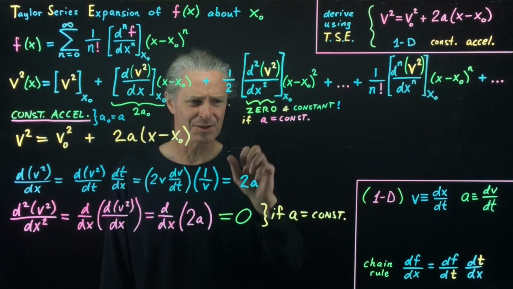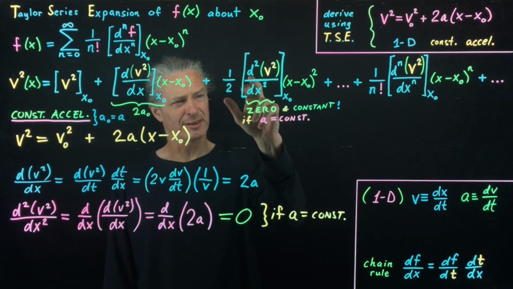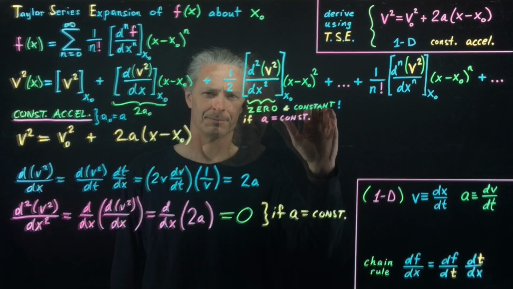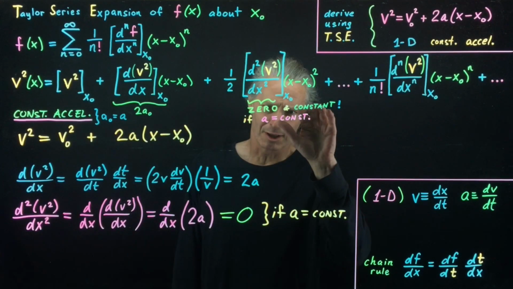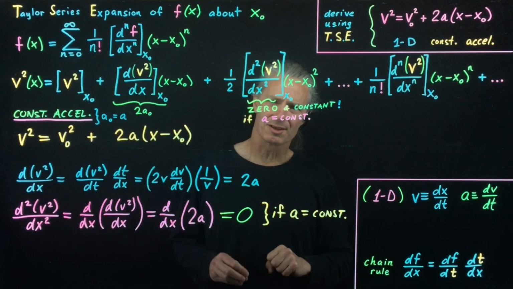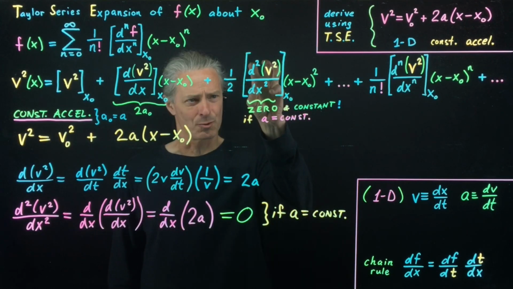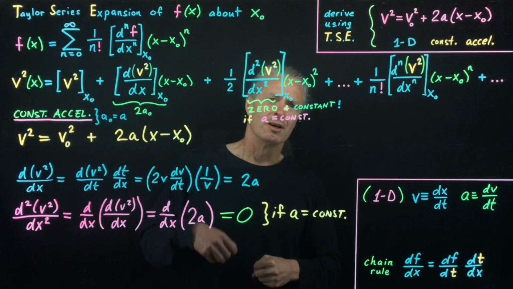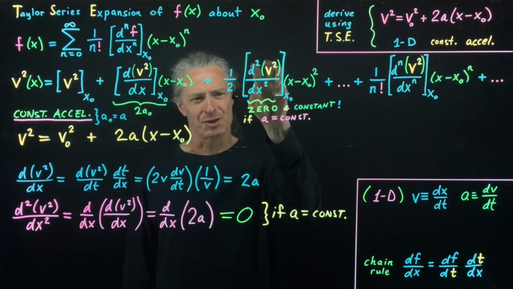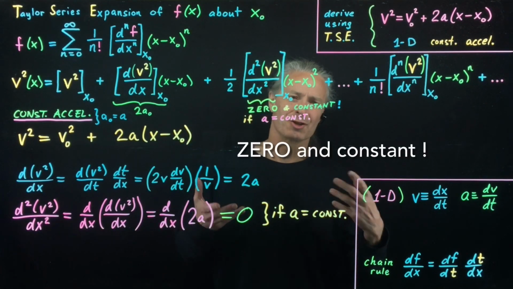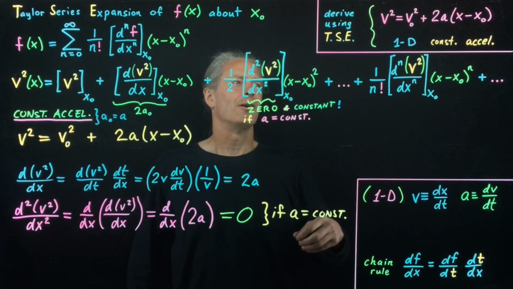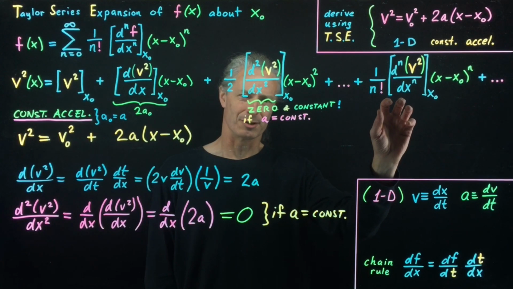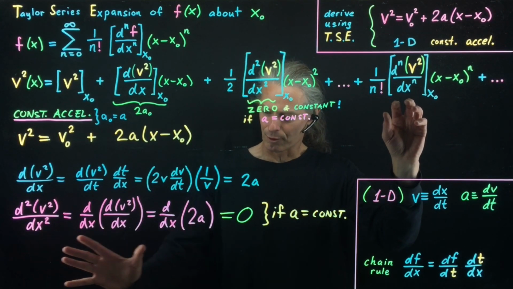That is, in the case of constant acceleration, the second derivative with respect to x of the velocity squared is 0 and constant. Now, since the derivative of a constant is 0 and constant, that means that the derivative with respect to x of this quantity will also be 0 and constant. And the derivative with respect to x of the derivative with respect to x of this quantity will also be constant, and so on and so on. That is, all higher order derivatives of the velocity squared with respect to x will be 0 and constant. We can express that formally right here.